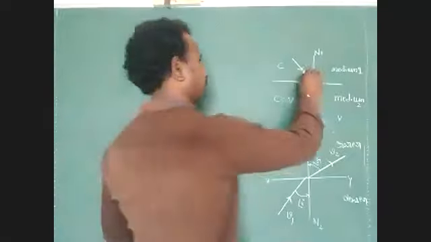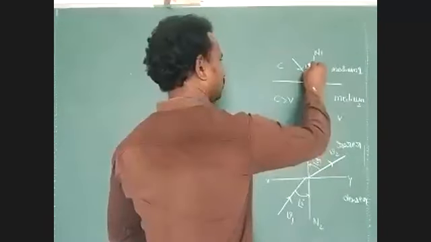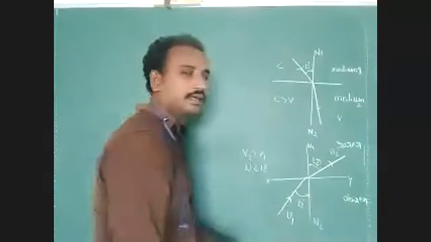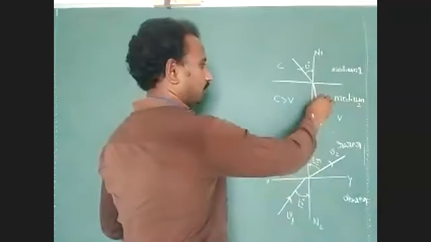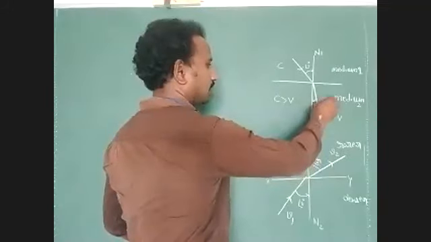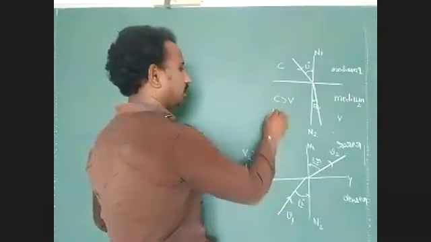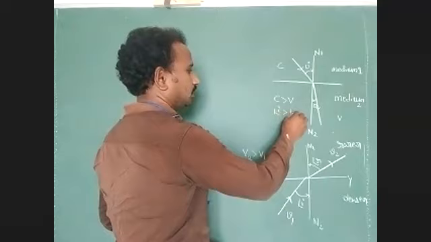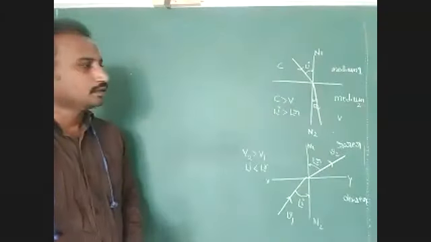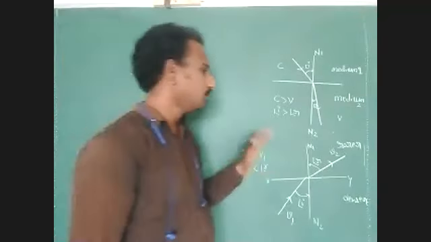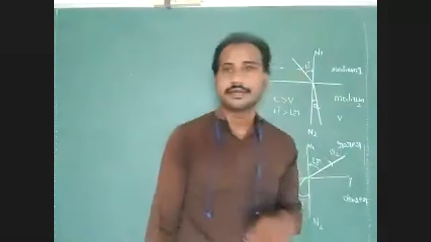Here also we have to find the angle of incidence, angle i, between the incident ray and the normal. The angle between the refracted ray and the normal is called the angle of refraction, angle r. In this condition, angle i is always greater than the angle of refraction. These points are very, very important in the first law of refraction.